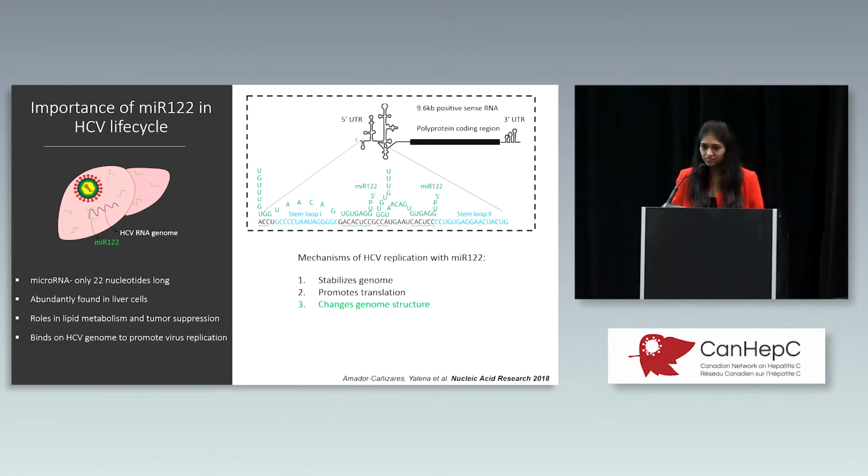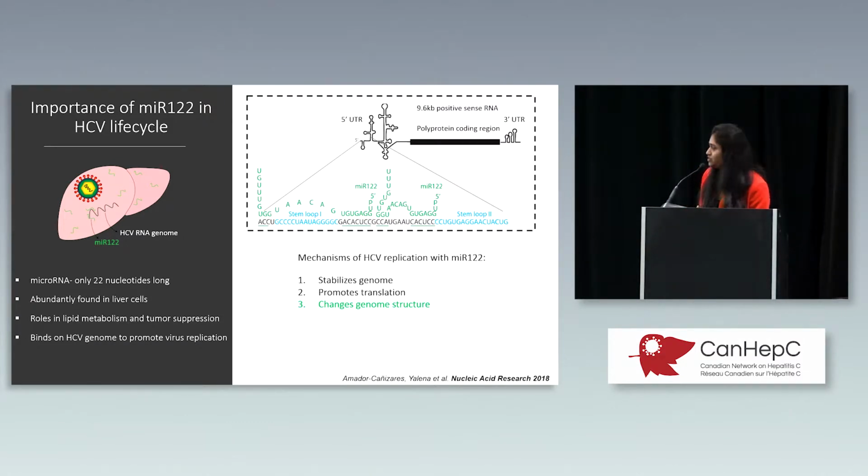There are different speculations and hypotheses proposed. Some have shown that microRNA 122 stabilizes the genome in such a way that it promotes virus replication. Others have shown that it promotes translation of the virus in order to promote virus replication. And very few, along with us, have actually shown that microRNA 122 binding changes the virus genome structure in such a way that it promotes virus replication. But I'll come to the mechanisms of how it promotes replication in a while.